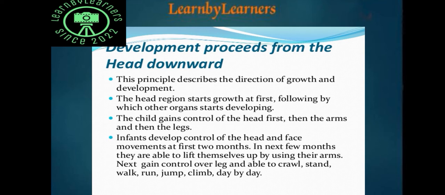Now, the next one is that development proceeds from head downwards. So basically it's a direction of growth and development. At first, which organs start developing, right? First children will learn to control the head, and then arms and legs, right? A child will speak out first, and then he will move his limbs and all, right? So that is what development proceeding from head downwards means, right?